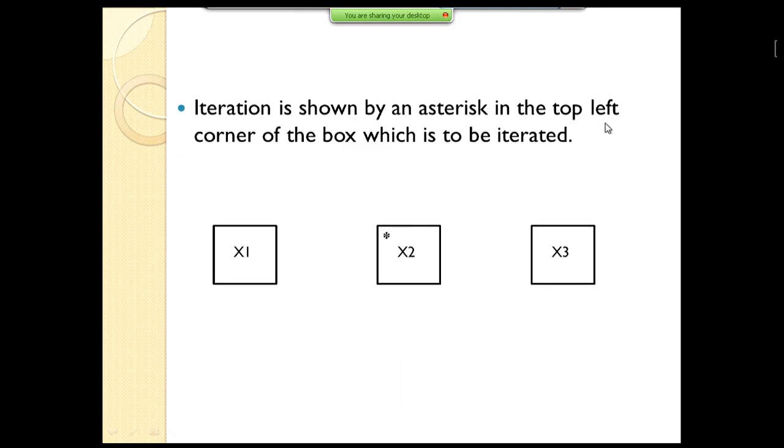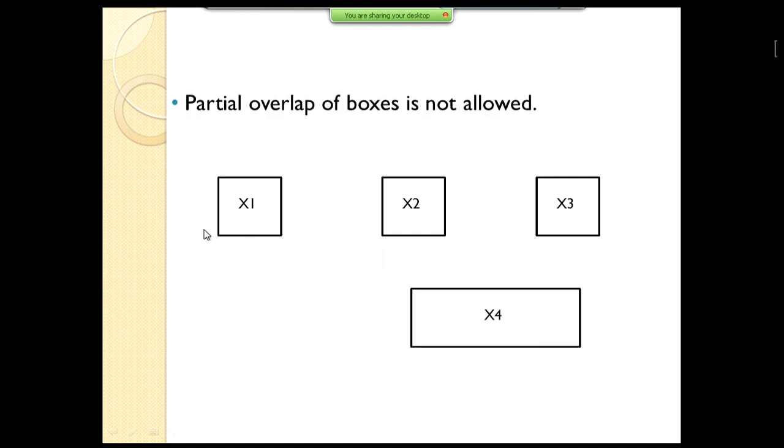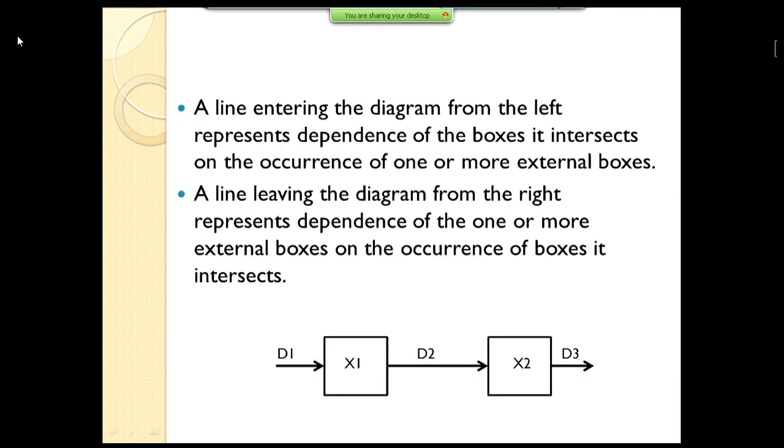Iteration is shown by an asterisk in the top left corner. You can see over here, after X1, X2 is the iterated box, so it is represented with an asterisk in the top left corner, and then X3. Partial overlap is not allowed, because when boxes are completely overlapped, it shows that they are mutually exclusive, but partial overlap doesn't mean anything.